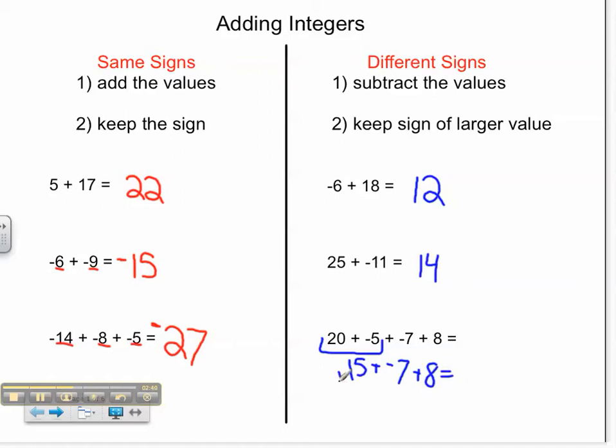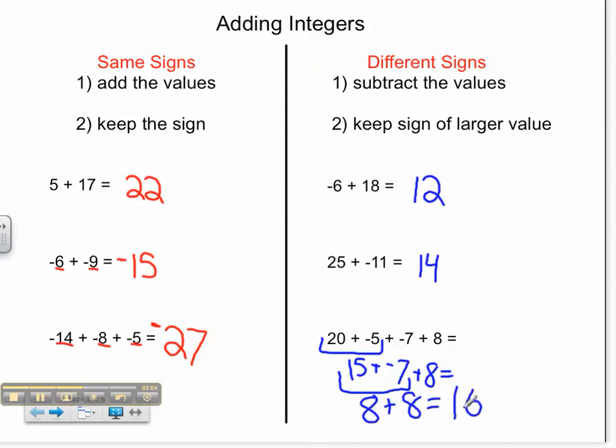Now I have 15 plus negative 7. I'm going to subtract the values. So 15 minus 7 is 8. And since my larger number is positive, it's going to be a positive 8. Now, my final equation is 8 plus 8, which is simply 16. So my final answer is 16.